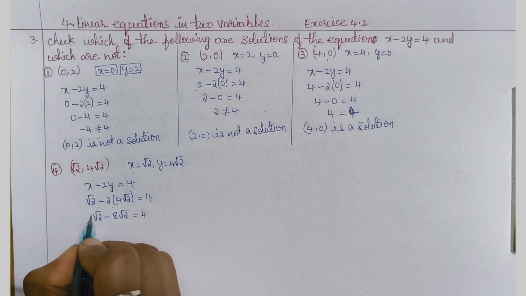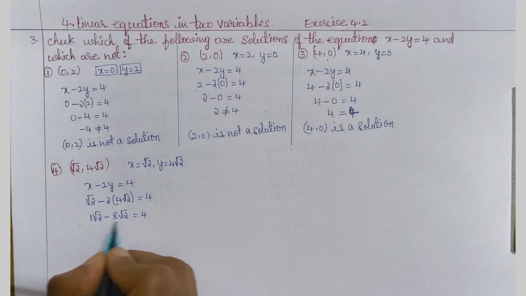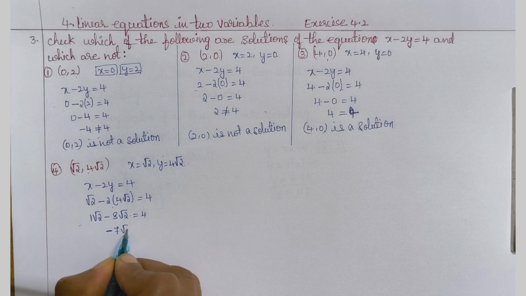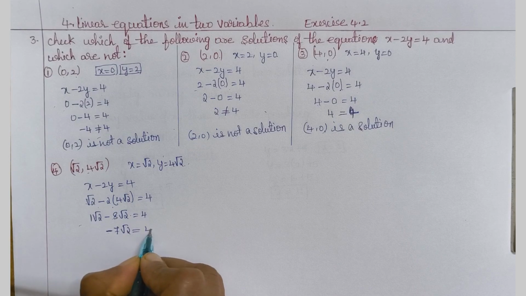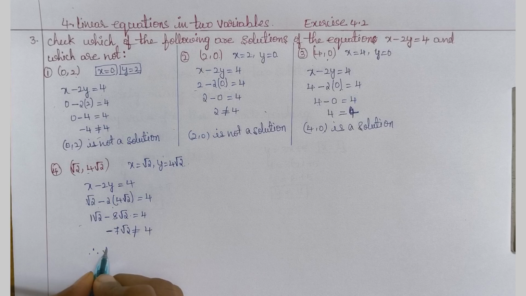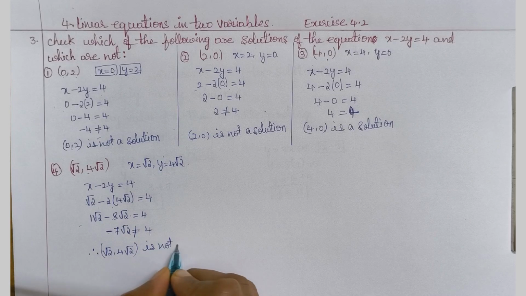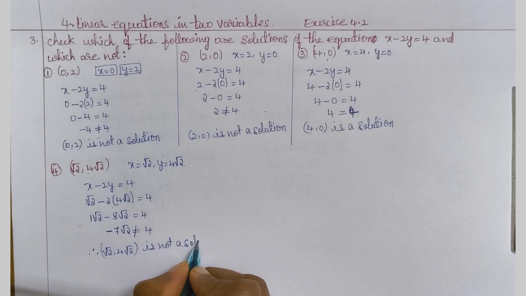These two you can simplify. Here nothing means 1. See here, 1 root 2 minus 8 root 2. So you will get minus 7 root 2 is equal to 4. Is it right? No, it is not equal. So you can write, therefore, (root 2, 4 root 2) is not a solution.